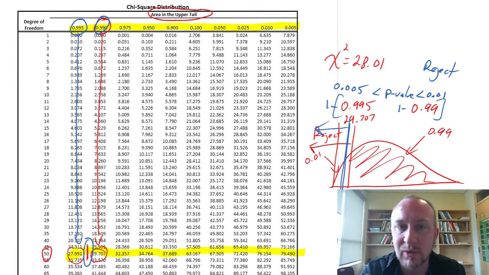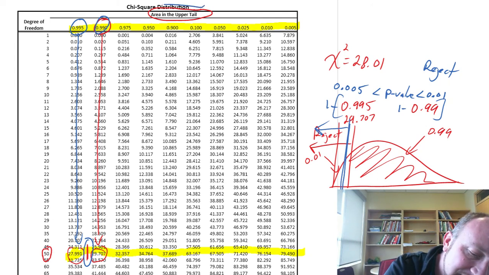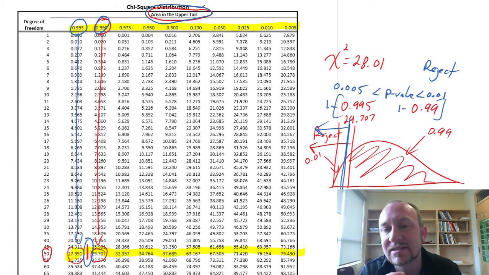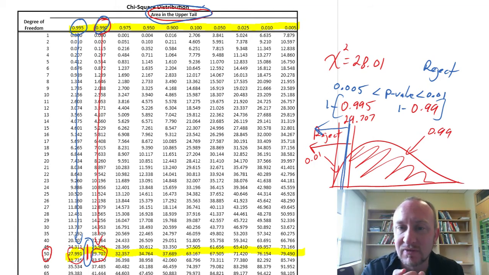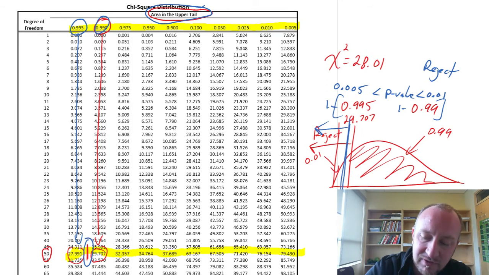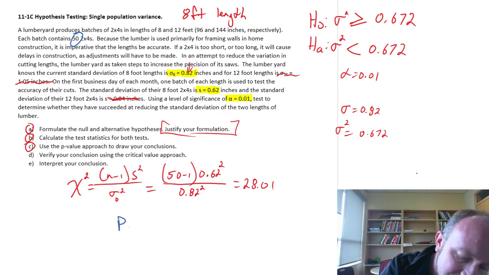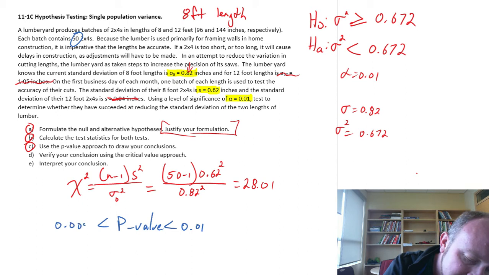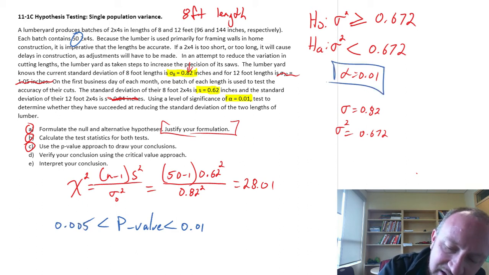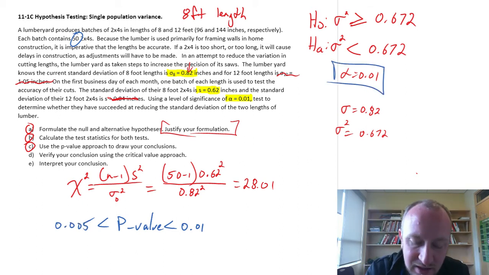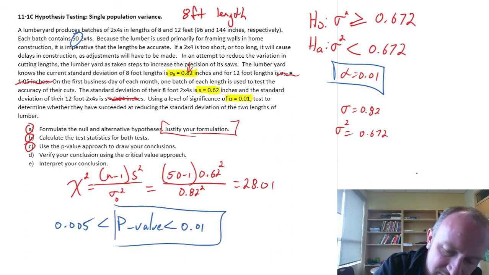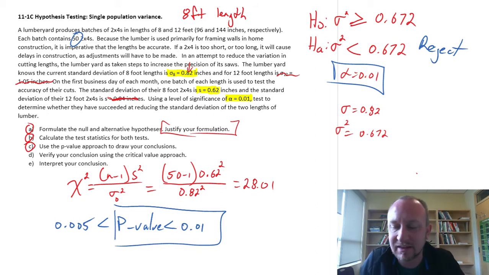Again, this is a lower tail test. Our table is giving us upper tail probabilities, so we need to make adjustments for that. So there we've got our p-value is less than 0.01, greater than 0.005. Our level of significance was 0.01. So there we have enough evidence we can reject that null hypothesis.